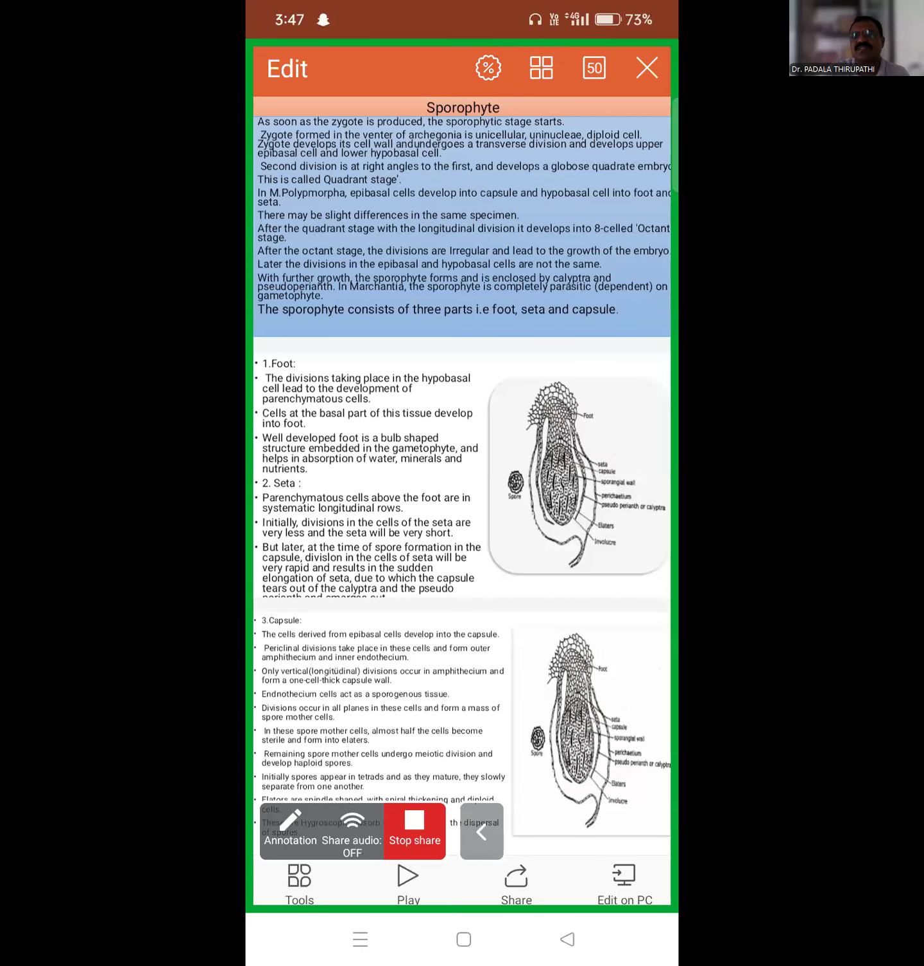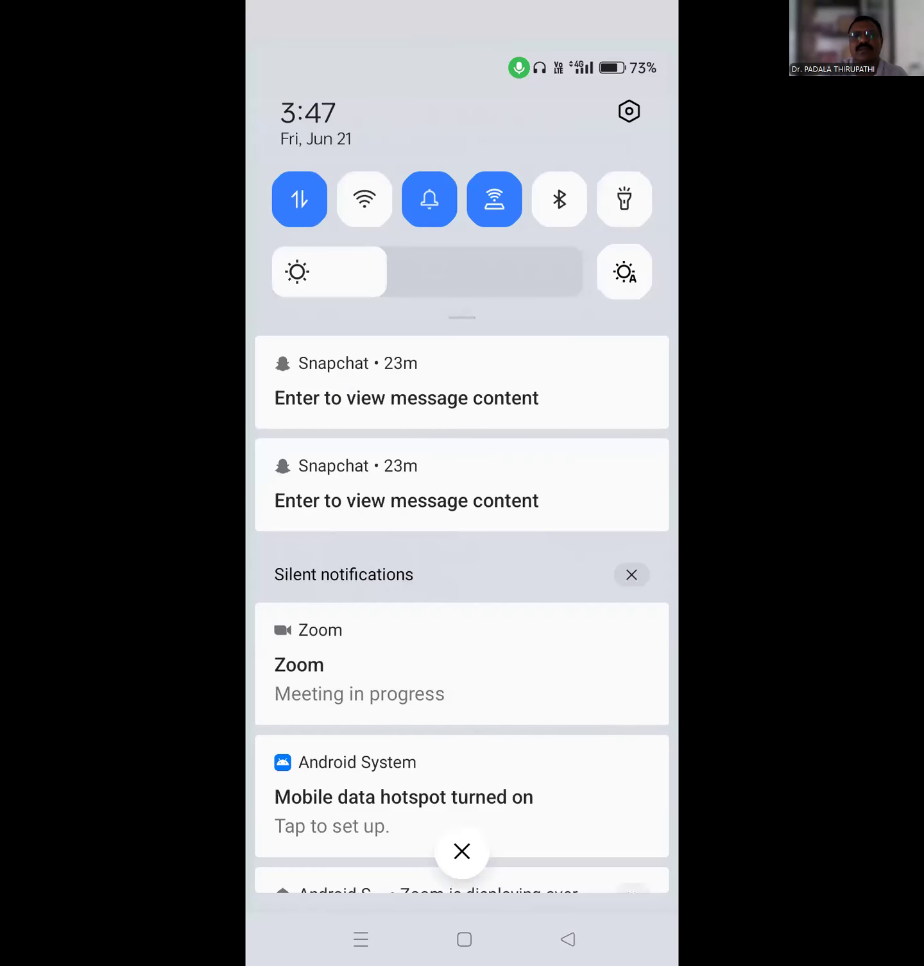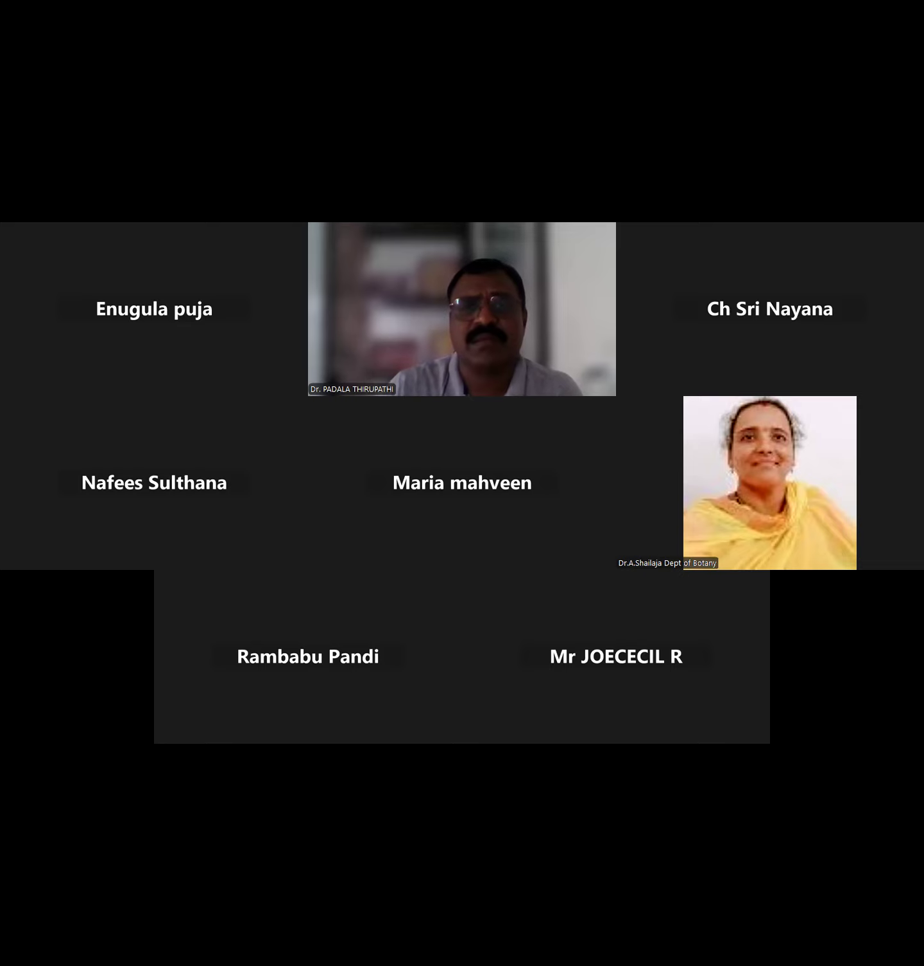Any doubt, my dear friends, regarding today's class? Madam has clearly explained about the Hepaticopsida, the type study of this class, that is Marchantia, Marchantiales, Marchantiaceae. Marchantia is one of the very primitive thallus structures. It contains 2 distinct phases, that is the gametophytic phase and the sporophytic phase. In this sporophytic phase, again, Madam has clearly explained about the foot, seta and the capsule and elaters.